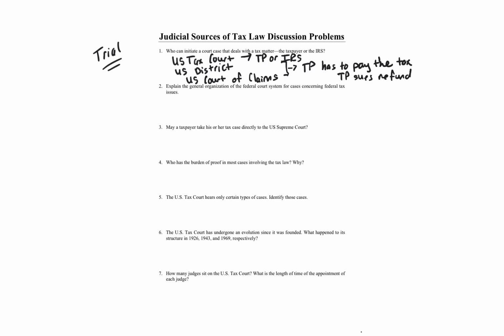So actually the answer here is both parties, but remember, only the U.S. Tax Court can be initiated by the taxpayer or the IRS. The U.S. District Court and U.S. Court of Claims, only the taxpayer can initiate. Okay, let's go to question 2.